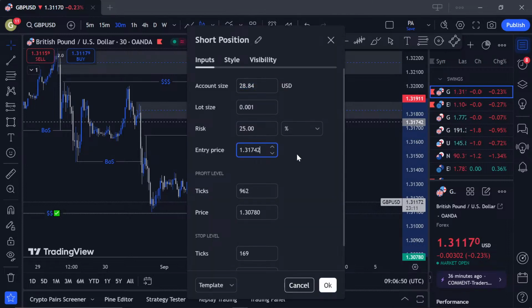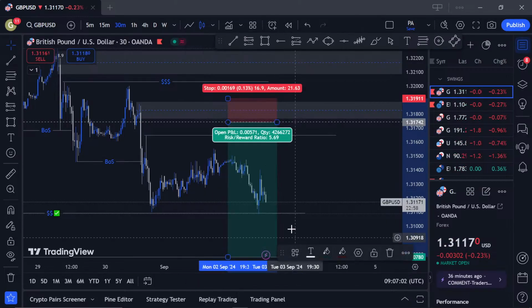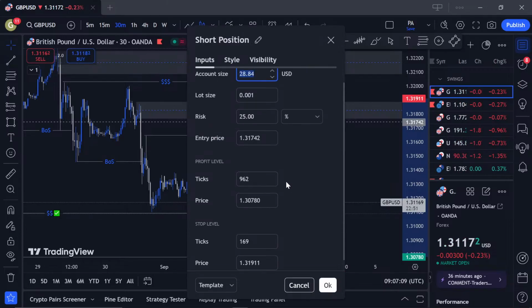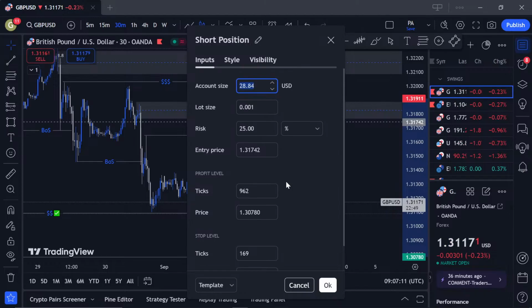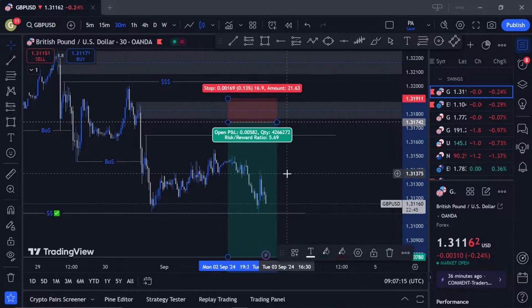Entry price on GBP USD is simply 1.31742. Your take profit at 1.30780, and then your stop loss at 1.31911. That's simply all the details you need for it. Let me just open it up so you can quickly take a screenshot of it. Those are the details you actually need for our trade on GBP USD. Now this is a solid 1:5 target if it goes well.